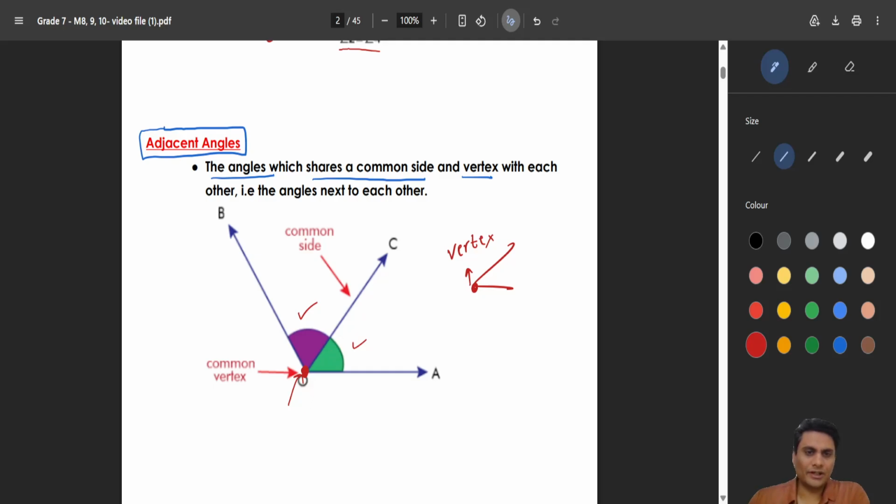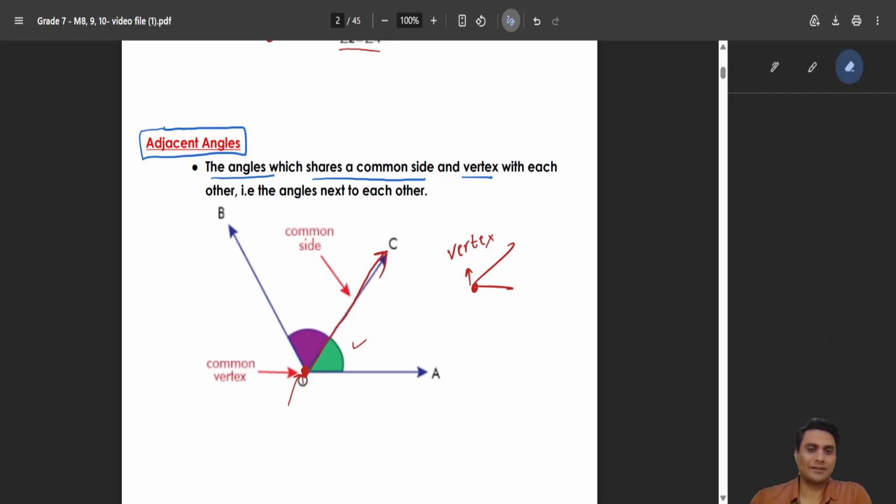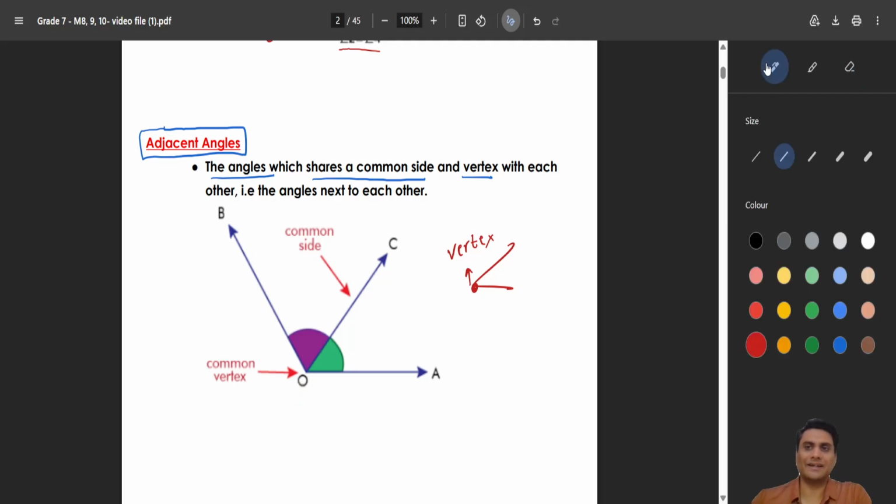Second thing, they share a common side, a common line. This line C is coming in angle BOC also and it is coming in angle AOC also. Okay, so these angles are known as adjacent angles. In simple words, the angles which are sitting together next to each other are adjacent angles. Now these two angles are sitting next to each other, joined here, correct? Together. So the two angles which are sitting together, joined with each other, we call them adjacent angles.